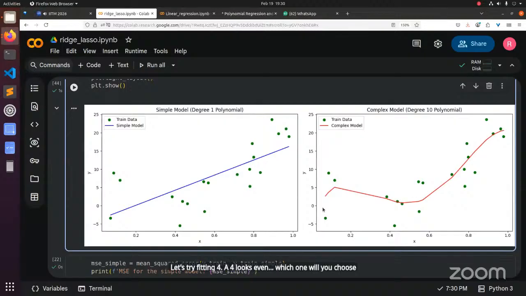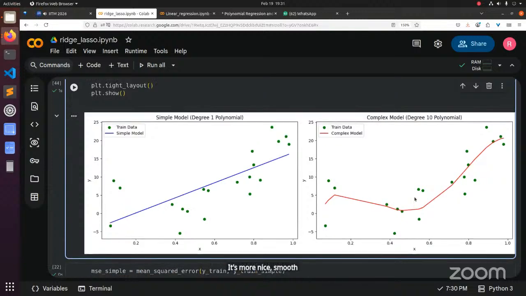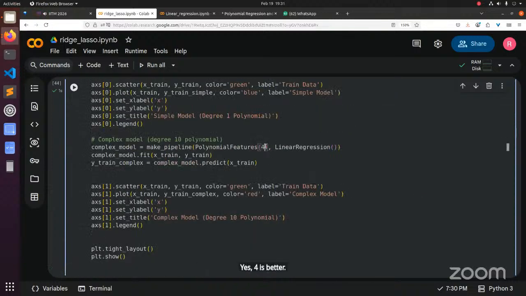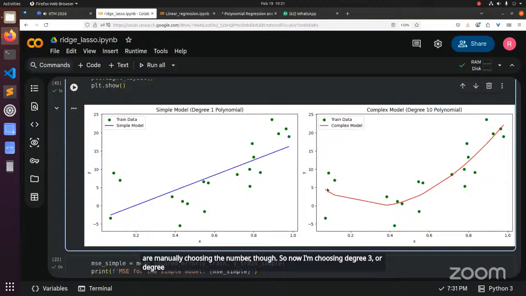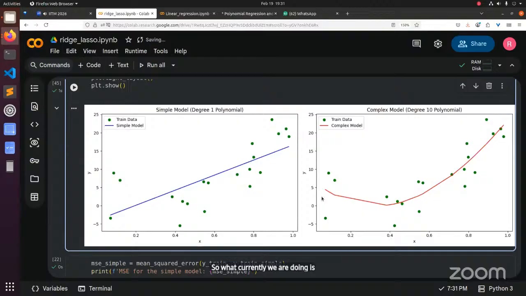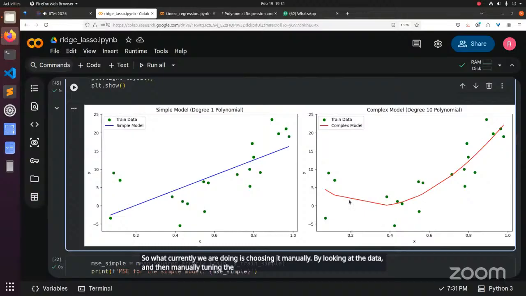Which one will you choose, 4 or 5 or 6? I think I will choose 4. 4 looks much cleaner to me, with nice smooth curves everywhere. Now I'm choosing degree 3, and it looks even better. So what we are currently doing is choosing manually by looking at the data and tuning the parameter. We are tuning the degree of the polynomial, right?